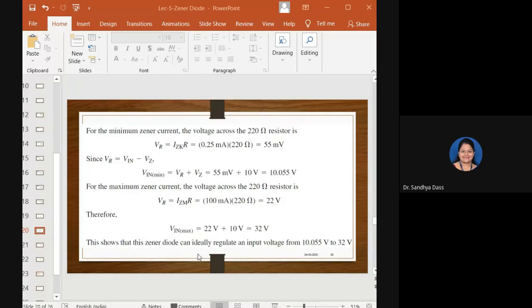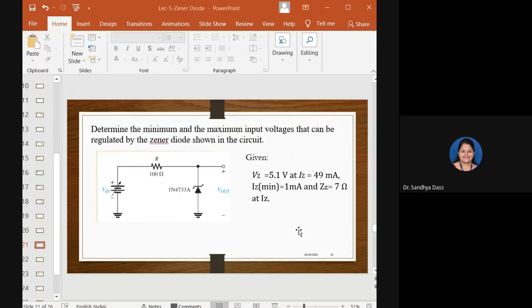So I was just summarizing. So based on that, we found out that V in, if it is maintained between 10.055 volts to 32 volts, if we apply this V in, we are able to regulate the voltage across the Zener diode of approximately 10 volts. All right. Okay, try this problem. Take this problem as say assignment. We are already crossing time. You need break as well. Take this as a assignment or homework.